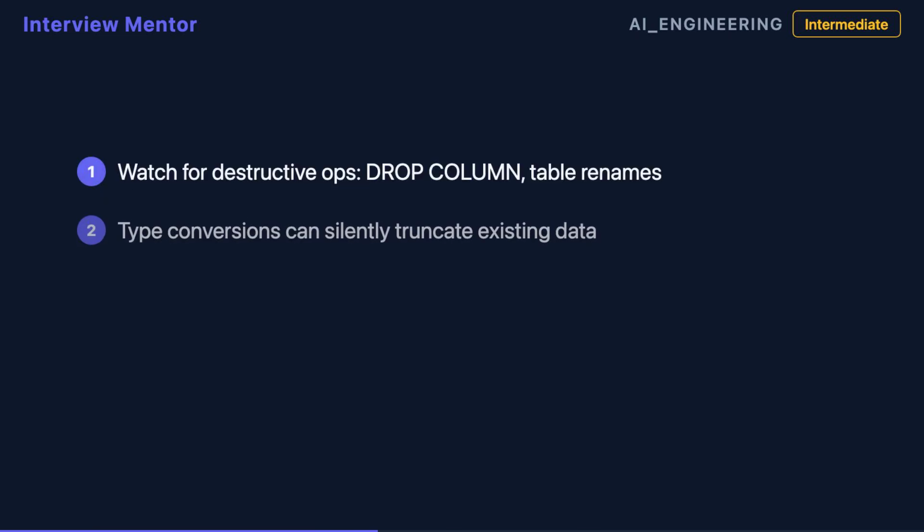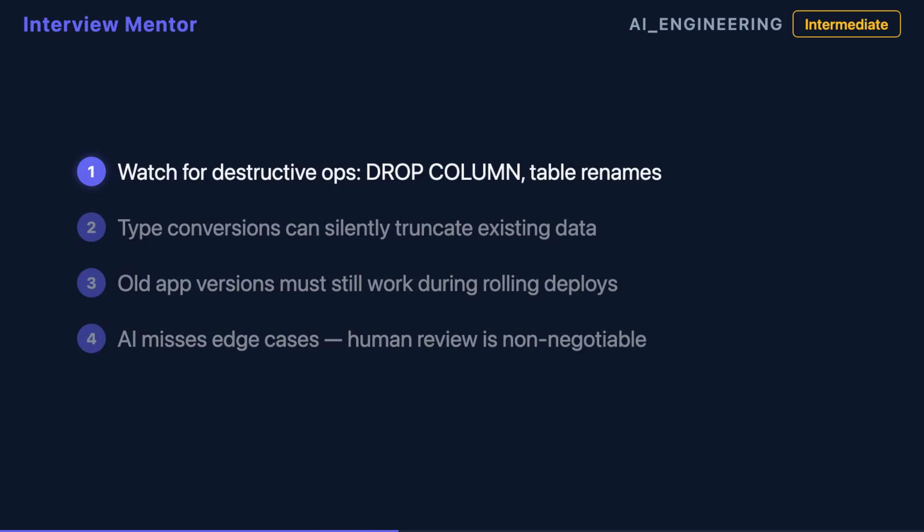Before running any AI-generated migration, review it carefully. Watch for destructive operations, dropped columns, type conversions that truncate data, renamed fields that break queries. Also check backward compatibility. During rolling deploys, old and new app versions run simultaneously. AI can miss these subtle edge cases.